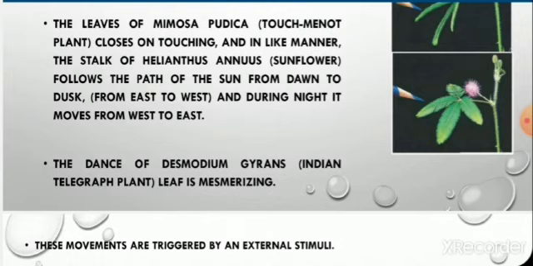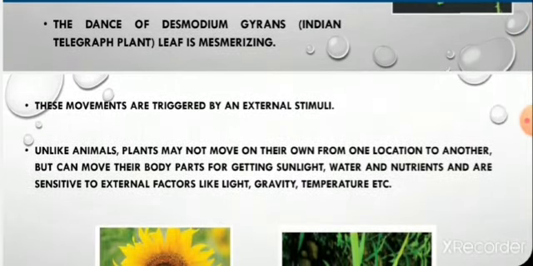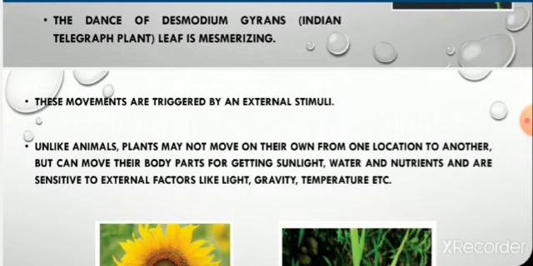What is the reason behind that? That stalk rotates, it moves. And there is another plant, we call it Desmodium gyrans. And this Desmodium gyrans is otherwise called Indian telegraphic plant.